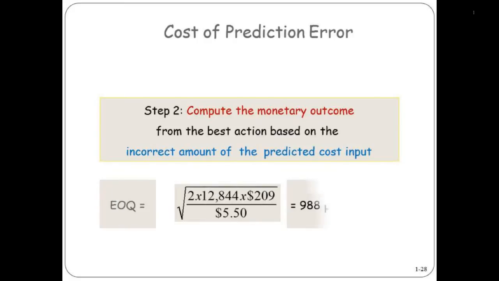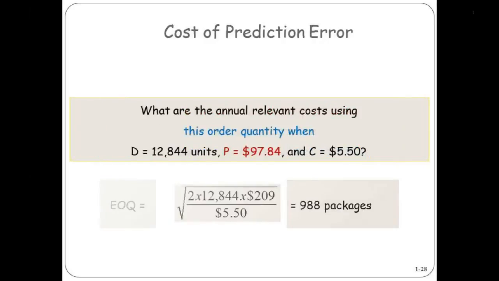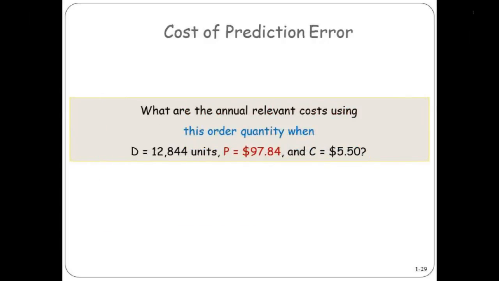So what really happened? You still ordered 988 for each order, but the cost was not 209. It was the new cost, the real cost. So you use 9784 for your quantitative analysis.